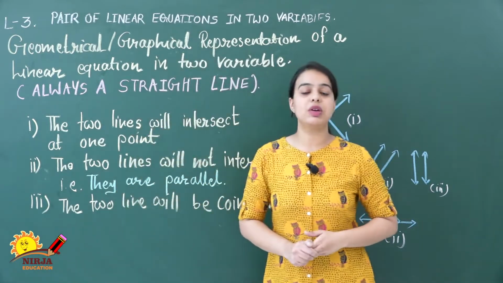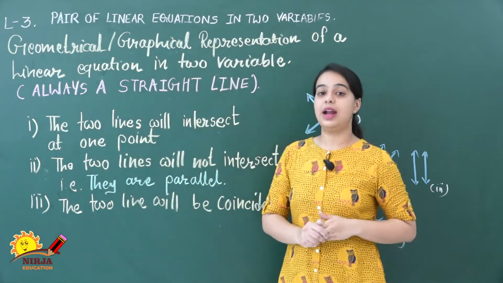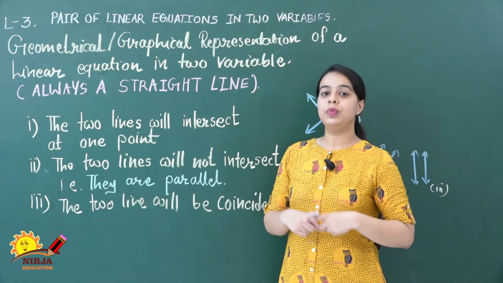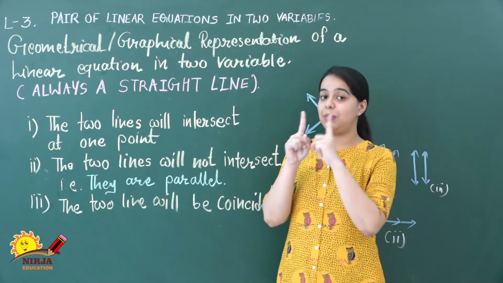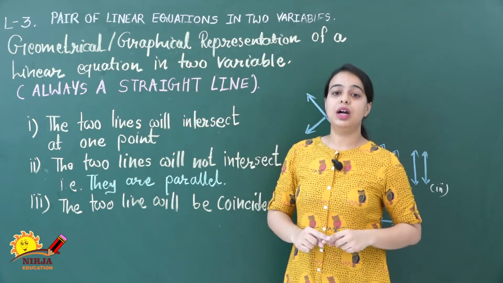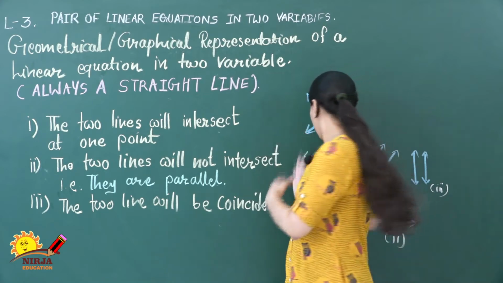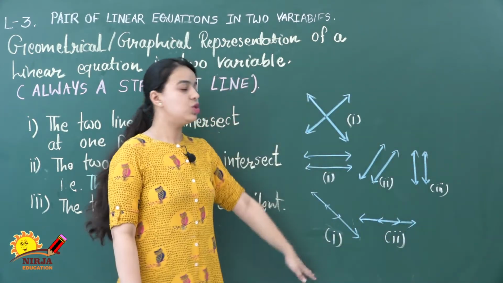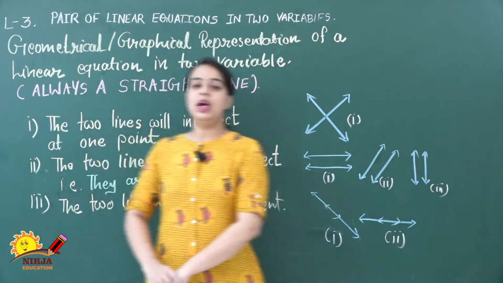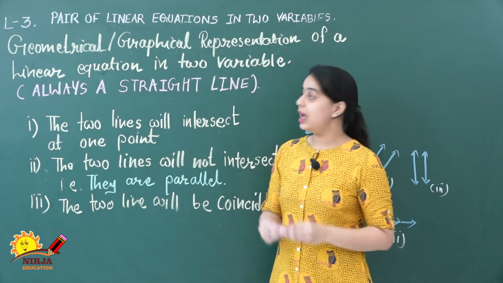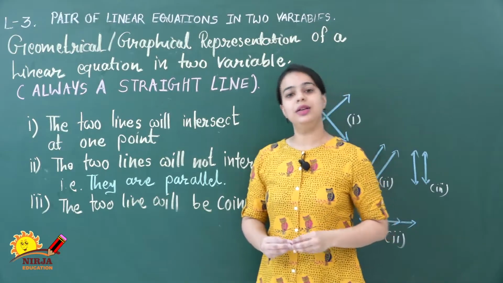So whenever we draw 2 straight lines, there are 3 possibilities. Either they intersect each other, or they do not intersect, that means they are parallel, or third, they coincide with one another. All 3 types I have shown over here, you can see. Now let's see by some examples how to indicate any pair of linear equations on a graph.